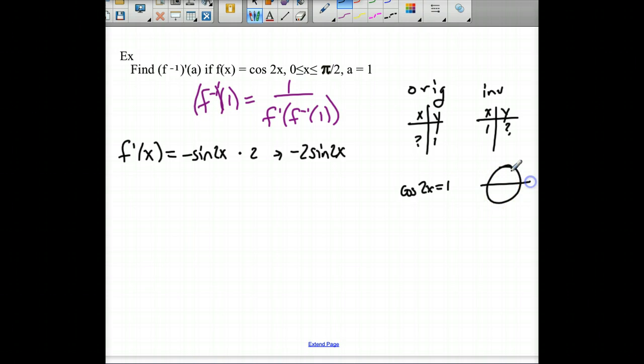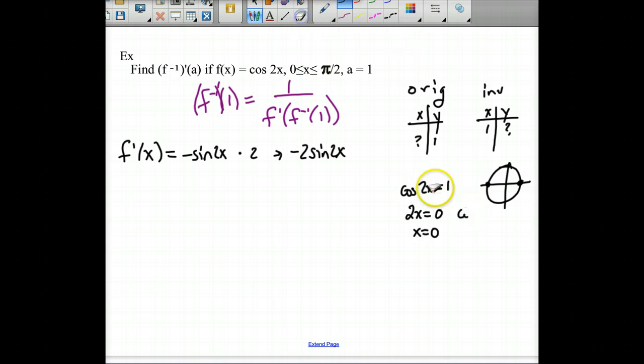Thinking about your unit circle, where will the cosine be 1? Well, here's a place, and here's a place. Now I know the domain says the x's have to be between 0 and pi/2, but right now we've got a 2x here. So 2x could equal this 0, because cosine of 0 would be 1. So then if you solve this, you divide by 2, you get x equals 0. Cosine of pi is also 1.